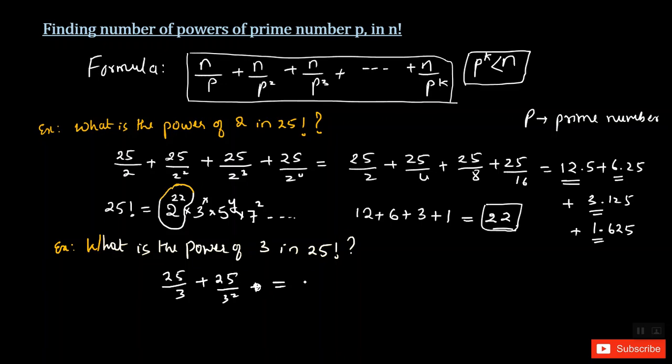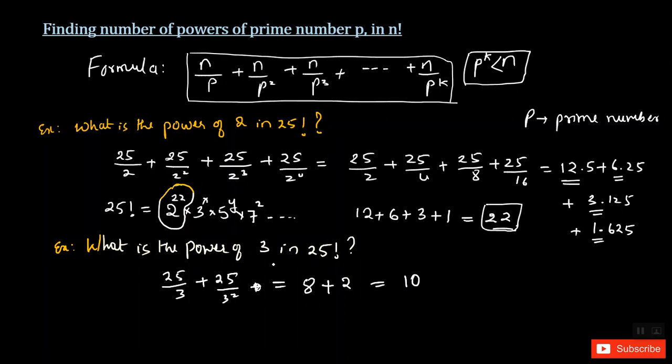I'll consider only the whole part, 8. You have to consider the number which is perfectly divisible. 3 times 8 is 24, so I take 8 as the whole number, plus 25 divided by 9. 9 times 2 is 18, 9 times 3 is 27, so the result is 2 point something, and I consider the whole number 2. So 8 plus 2, total 10.